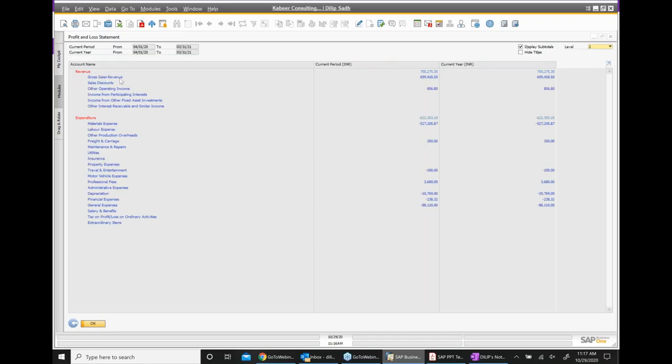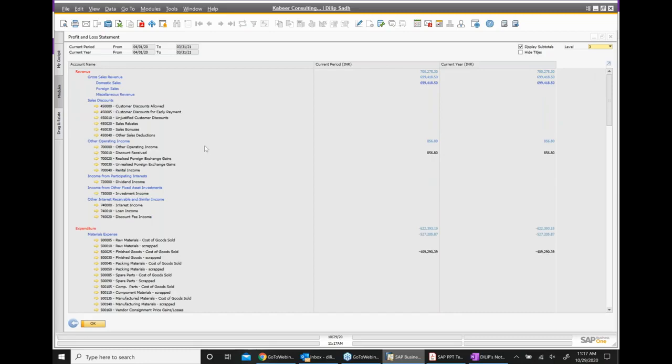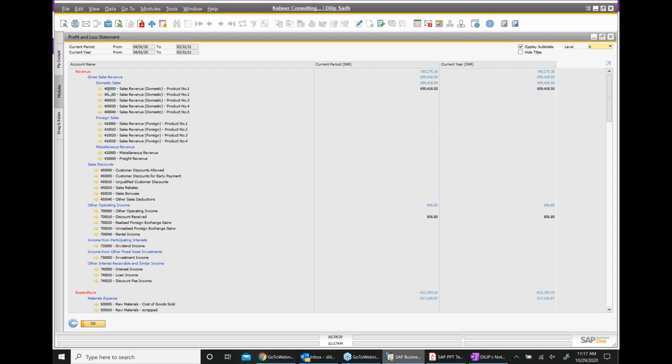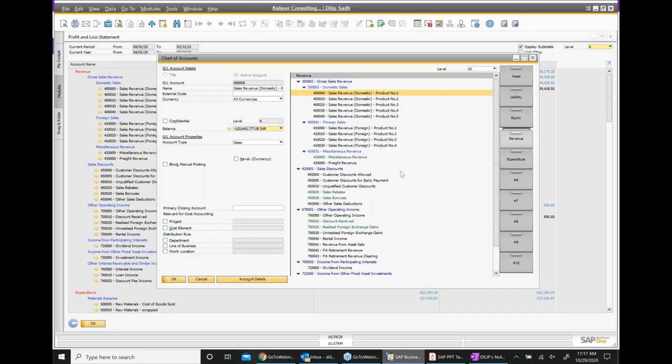In the revenue, I have gross sales revenue, sales discount. Under expenditure, I have material expense, labor expense, utility, insurance, depreciation, salary, benefit. Third, this is the third bracket. This is the fourth bracket. In the revenue, from the top, there is revenue. This is the revenue count, 40000. And then here we have a sales revenue count.